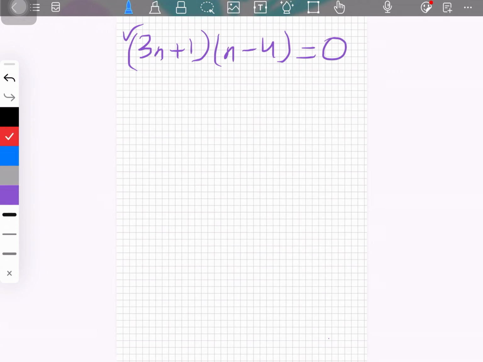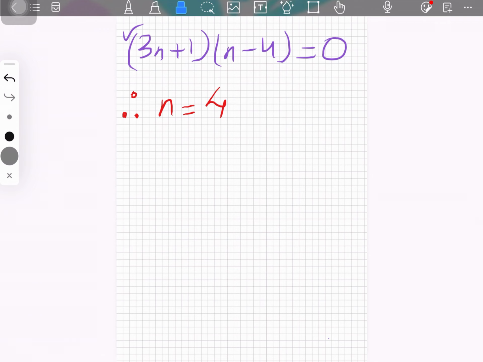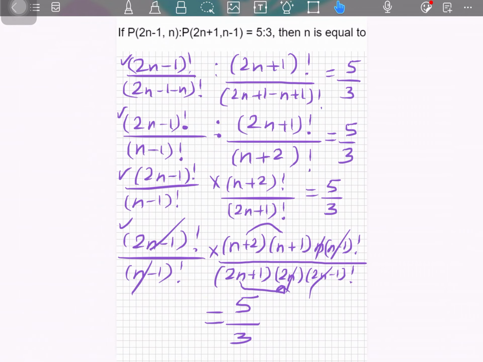Therefore n is equal to 4, or minus 1 by 3. And since we are dealing with factorial, this option is not the correct one, because the factorial of negative numbers is a complex number, so we are not going to deal with that. So simply put, the answer is 4. So therefore the answer of this question is 4.